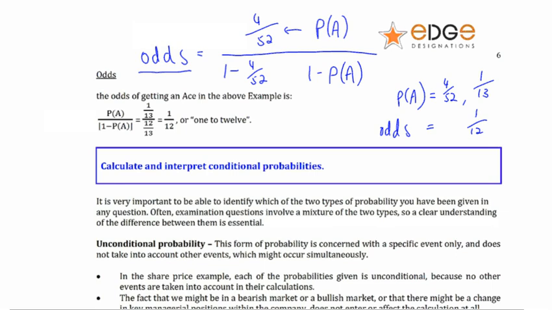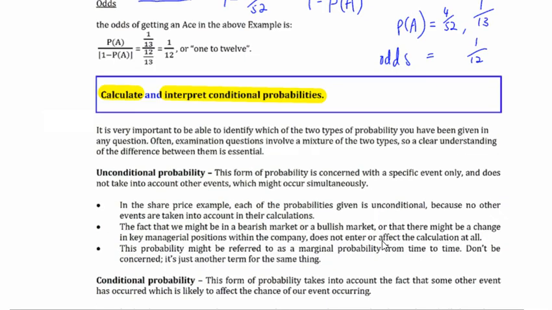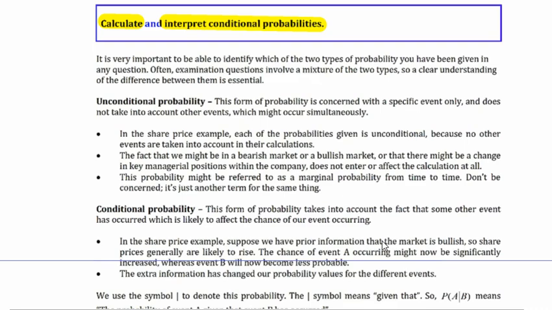Top of page 6, we come to the next learning outcome statement, which talks about calculating and interpreting conditional probabilities. First of all, we need to be clear between the two kinds of probabilities: conditional probability and unconditional probability. Look at the words, and always think about it as you go through them. Don't overthink things. This one is unconditional. It's not conditional upon anything.